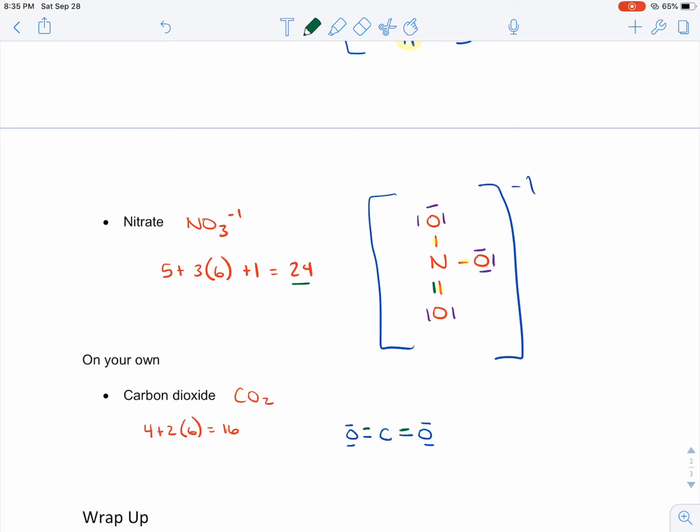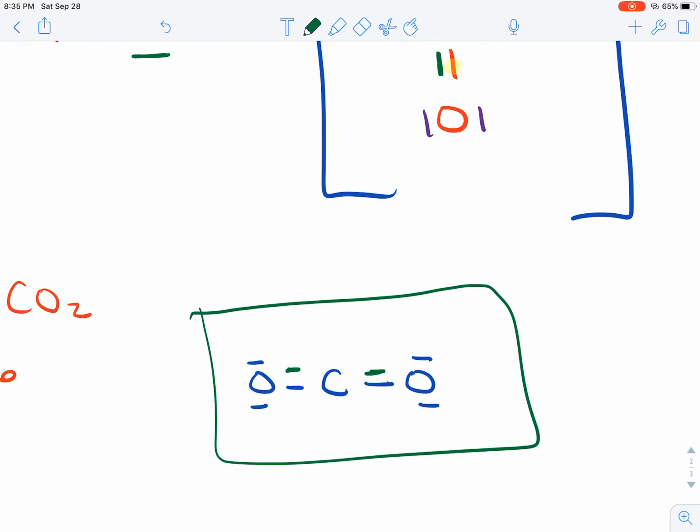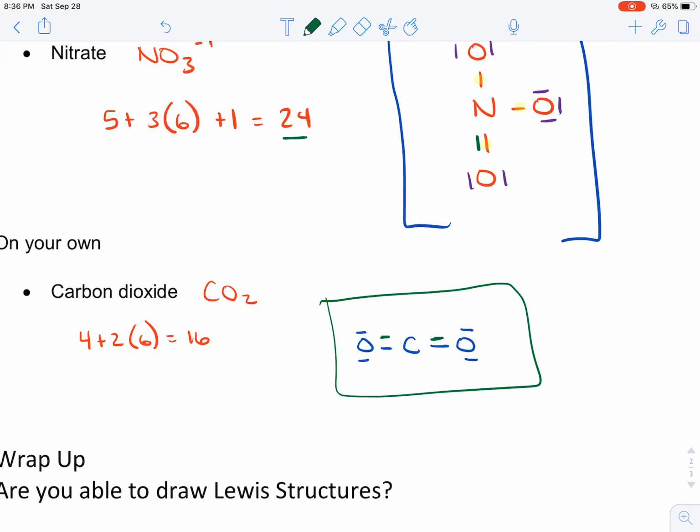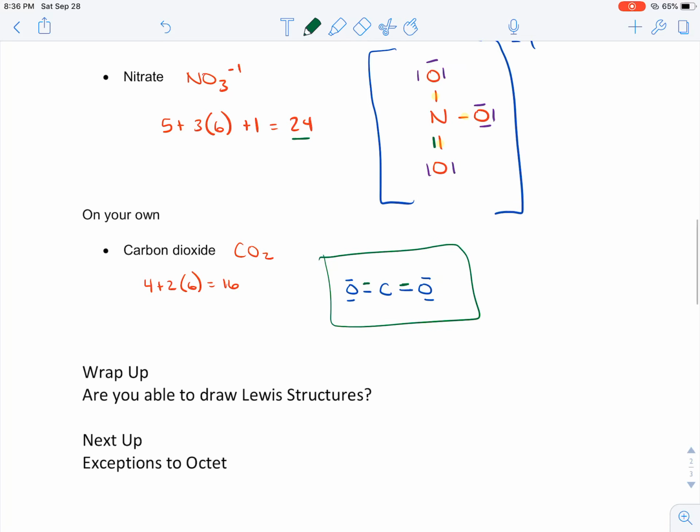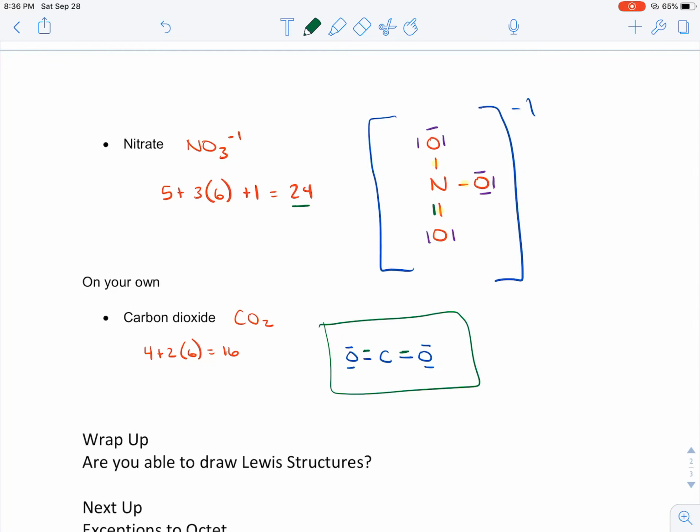So, how did you do? Did you come up with this molecule right here? Carbon dioxide with a double bonded C to each O? If you did, congrats, awesome. If not, go back and watch the video and see how it kind of came together. So, to wrap this up, do you feel more comfortable drawing Lewis structures? I hope so. And last but not least, our next video up is exceptions to octets. So not always will our substances obey the octet rule. And you'll see that in the next video. See you next time.